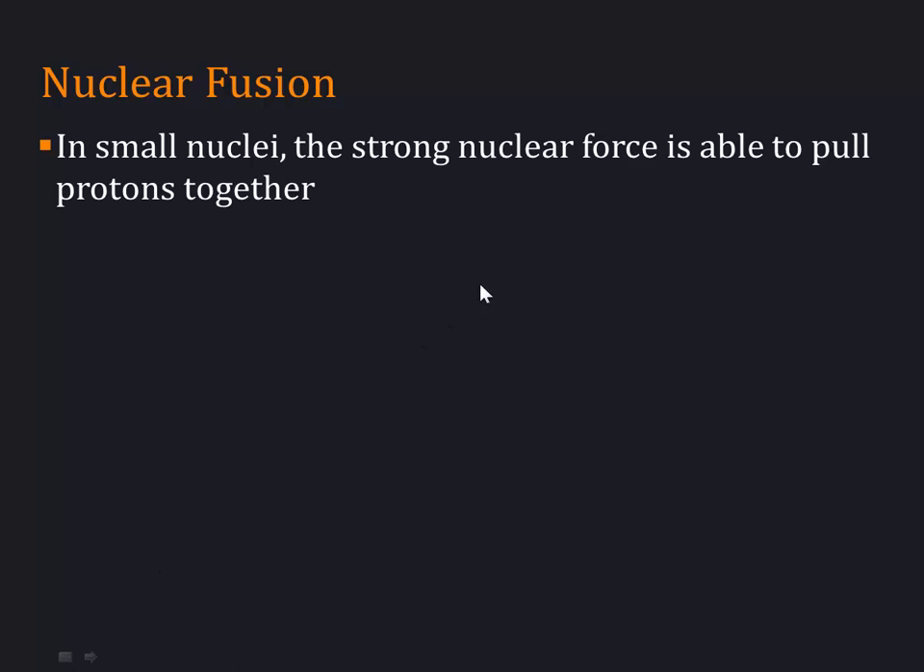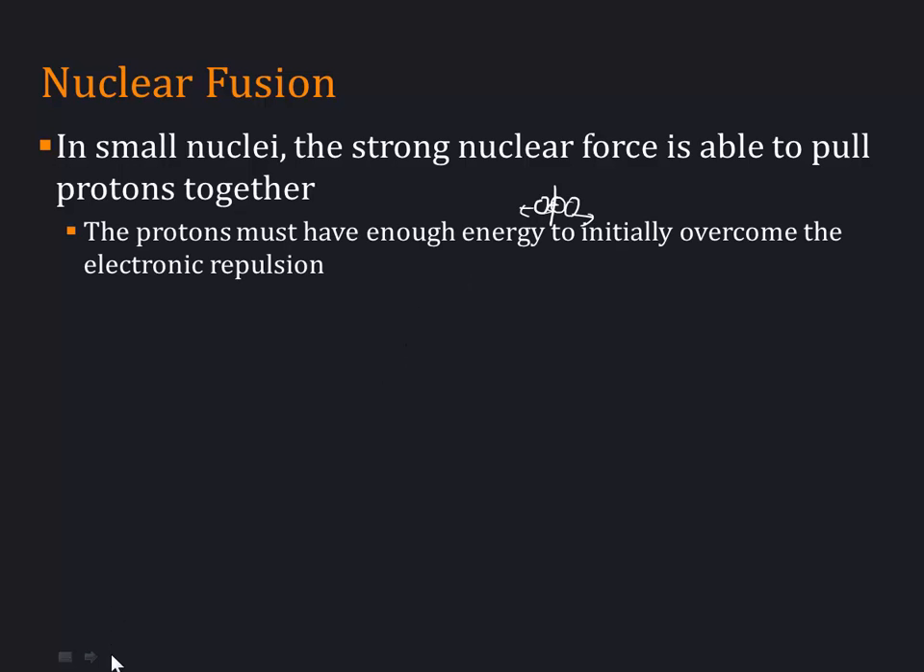Now, the opposite can happen if we have smaller nuclei. In nuclear fusion, we have small nuclei, and that means the strong nuclear force is able to pull protons together. So we have protons floating around, and if they can overcome the barrier between them, the barrier due to the electric force of repulsion, then the stronger force is the strong nuclear force, and it's more stable for them to be together. So the protons have to have enough energy to initially overcome that repulsion force.